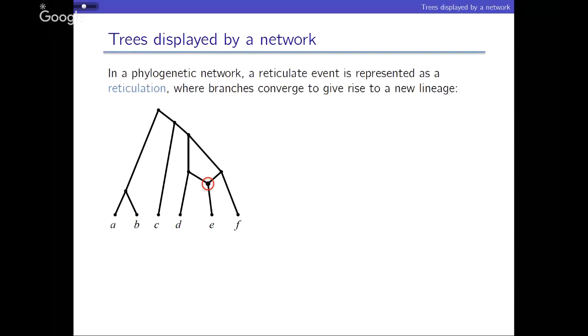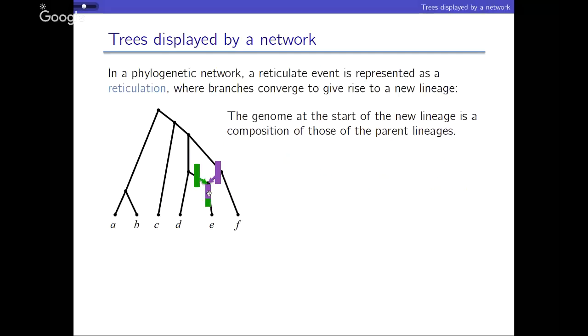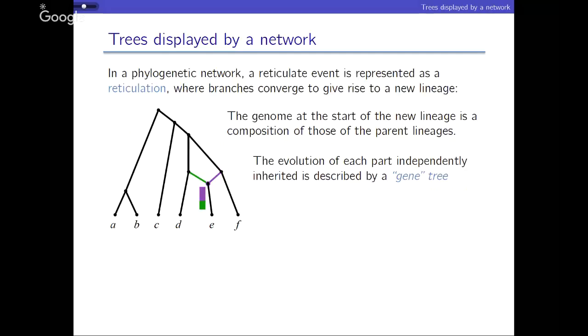So when we have a reticulation event, the branches converge to give rise to a new lineage. And the genome at the start of the new lineage is a composition of those of the parent lineages. So for example, here, the green genome and the violet genome give a composite genome that is partially green and partially violet. And if we look at the evolution of each part that is independently inherited, then this part is best described by a gene tree.